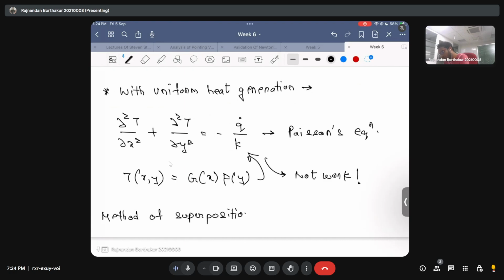So the method of superposition is applicable because your governing equations are still linear in nature. Because your governing equations are linear, my entire solution can be written as a linear combination of two solutions. And that's what the method of superposition actually relies on.